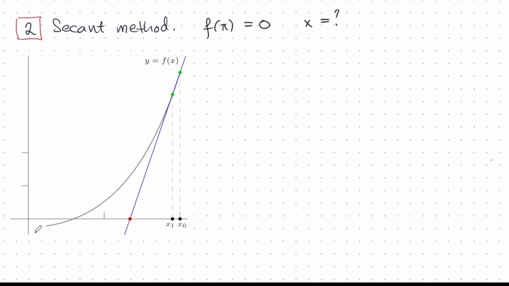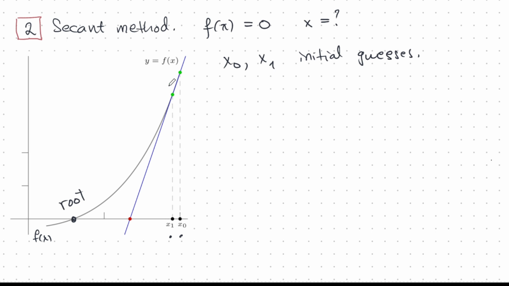So I have my curve here, f of x. And I'm looking for the root. The root is where this curve intersects the x-axis. So I start off with two guesses here, this one and this one. So I have x0 and x1. These are initial guesses. I need two of them.